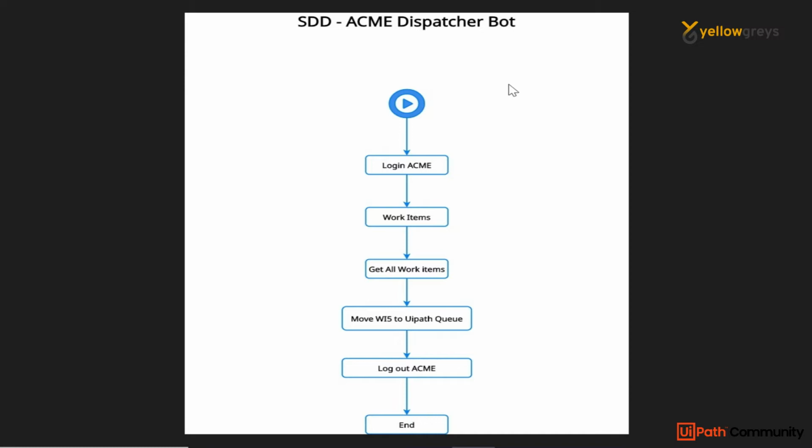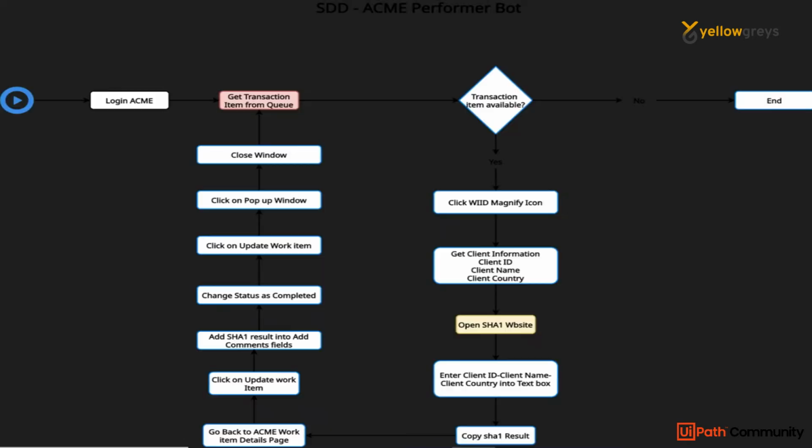In the previous video, I explained everything in detail: what a solution design document is and how we are going to design the dispatcher bot. And in this video, we cover the solution design document of the performer bot. This performer bot is processing the transaction items from the queue. It starts with the ACME login, picks the transaction from the UiPath queue, and then checks the condition whether the transaction item is available or not.